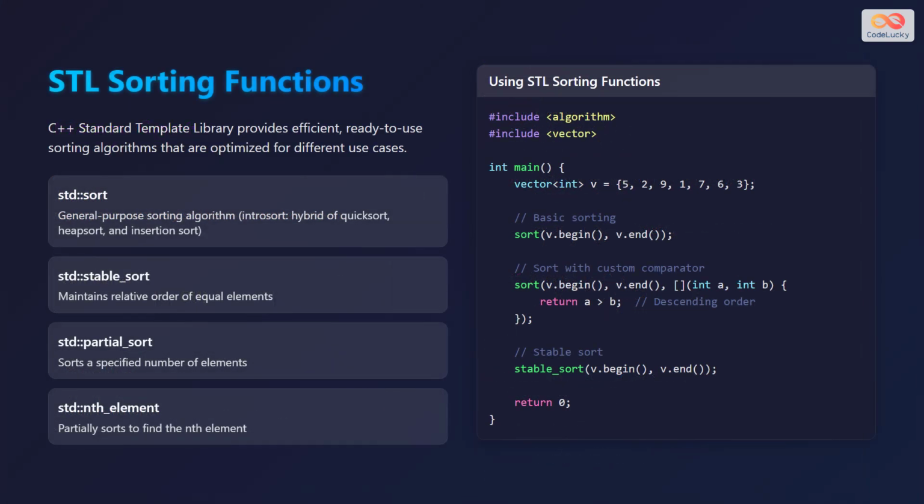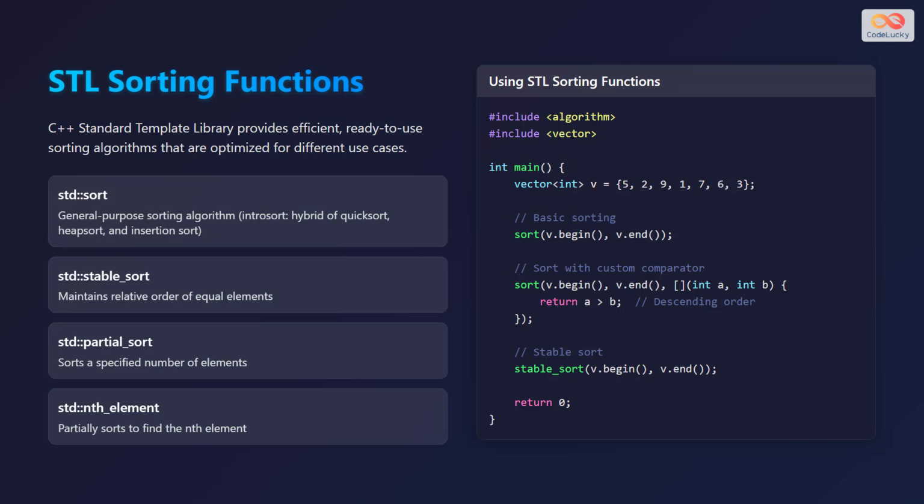Let's explore STL sorting functions. The C++ standard template library provides efficient, ready-to-use sorting algorithms that are optimized for different use cases. Some of the functions are std::sort, which is a general-purpose sorting algorithm, introsort that is a hybrid of quicksort, heap sort, and insertion sort.